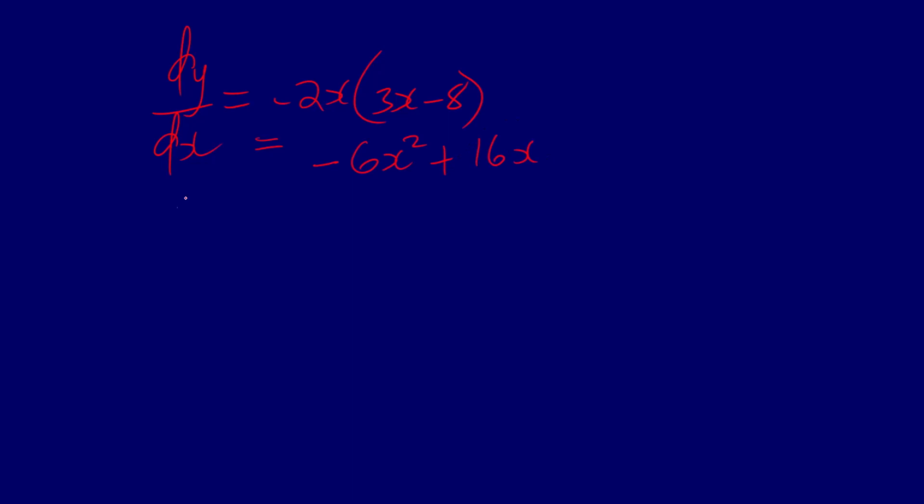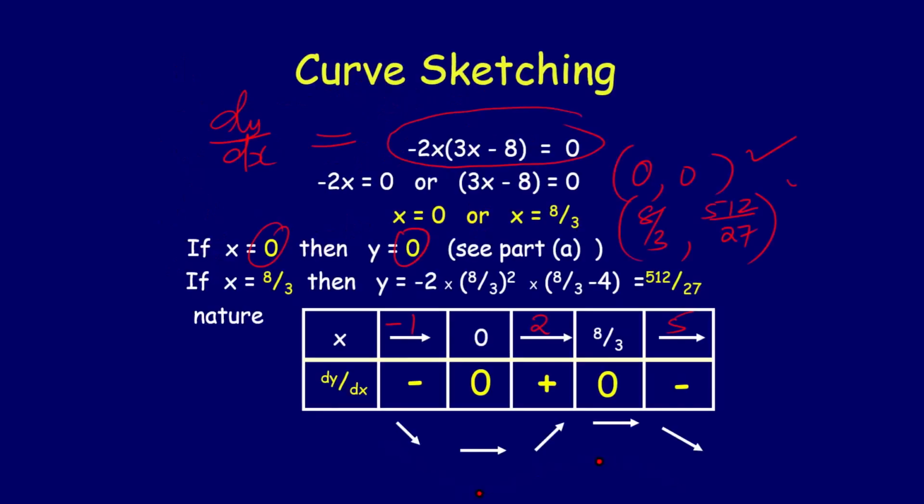So let's get the second derivative. The second derivative, that is, differentiate it again. This will be negative 12x plus 16. Then from there, we can get the first point where we have the stationary point. We have 2 stationary points. One is x equals 0, and the other one is x equals 8 over 3.